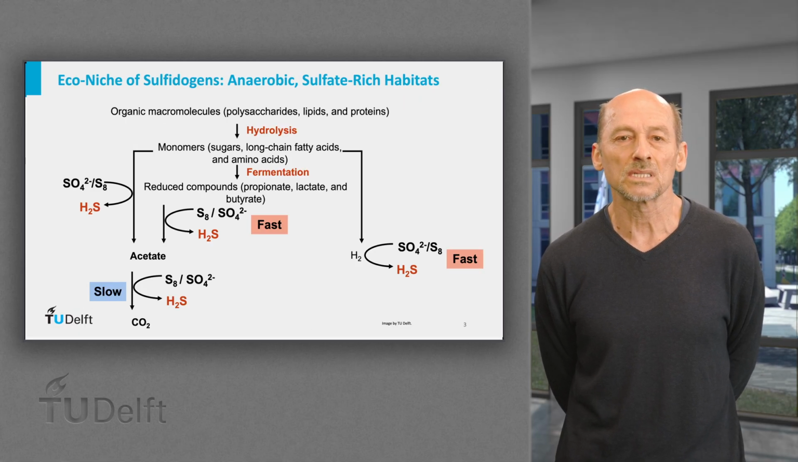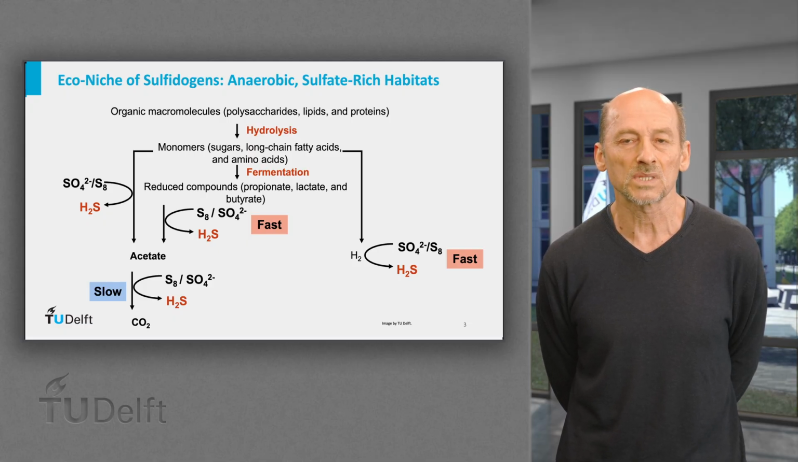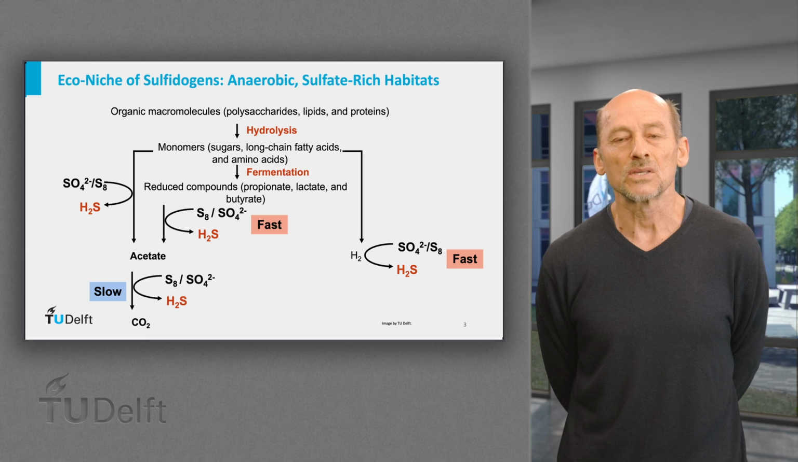Sulfidogens are mostly present in anaerobic sediments in aquatic habitats and are most active in marine systems rich in sulfate. They are often referred to as secondary anaerobes, since they are mostly utilizing products of fermentative or primary anaerobes, which hydrolyze polymers and ferment monomers.